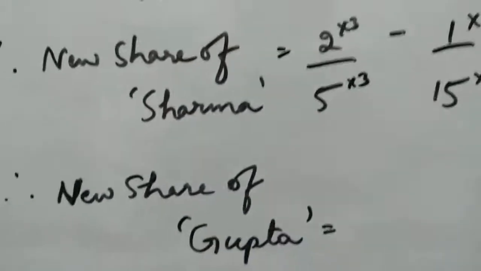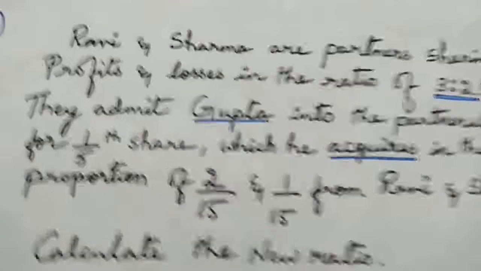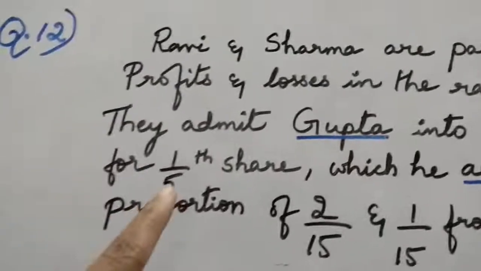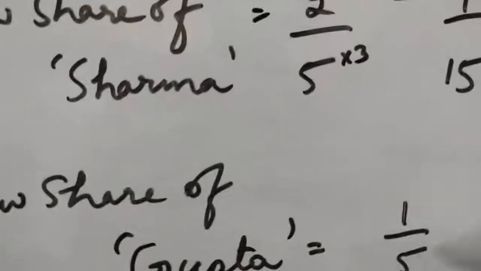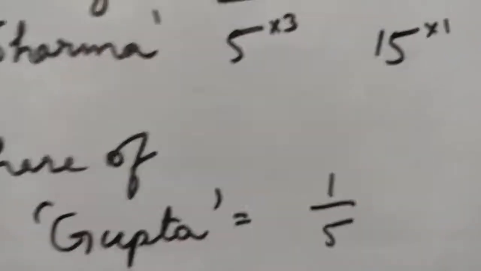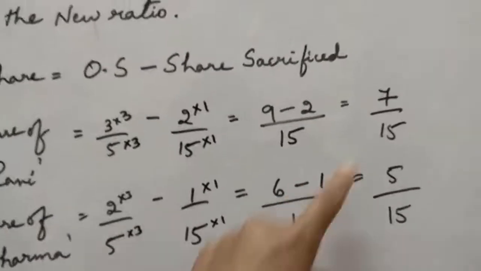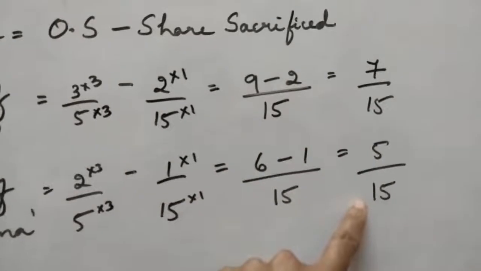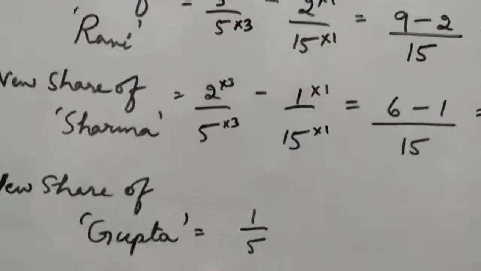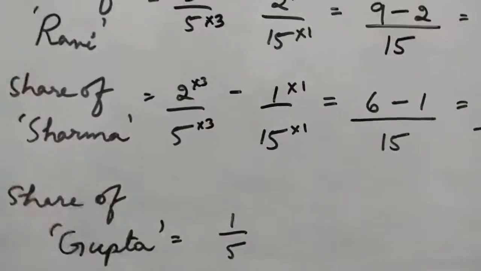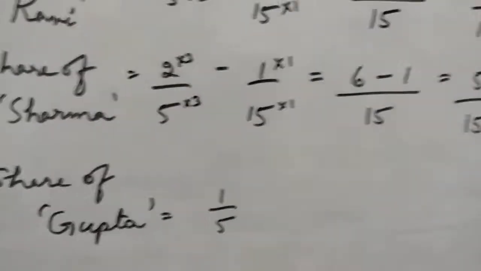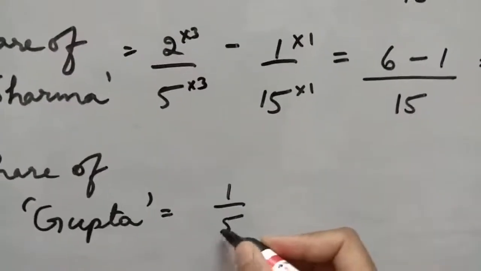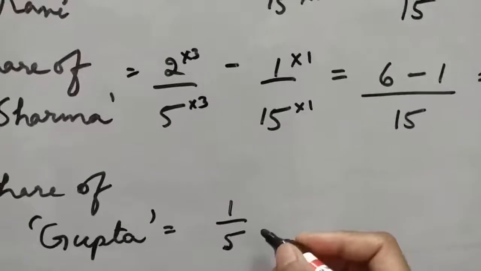So Gupta, we have the share given to Gupta in the question. Just observe, the share given to Gupta is 1/5. So take that always for the new partner, 1/5. But when you're comparing to the values of the other partners, the denominator is different. So what we are going to do, we are just going to bring this to the same denominator.